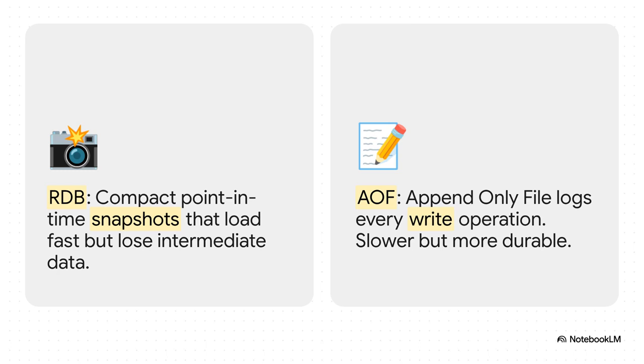The second option is AOF, or append-only file. This essentially logs every single write operation as it happens. It's way safer, but the files get much larger and they're slower to load. The best part, though, you can actually configure Redis to use both, giving you the speed of RDB combined with the safety net of AOF.